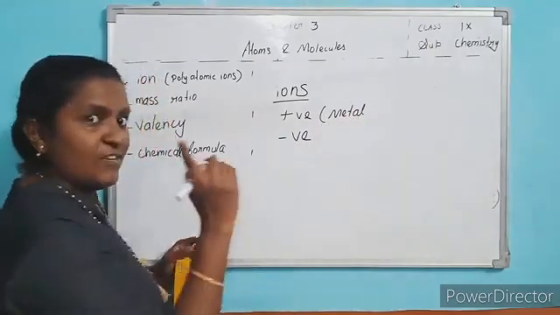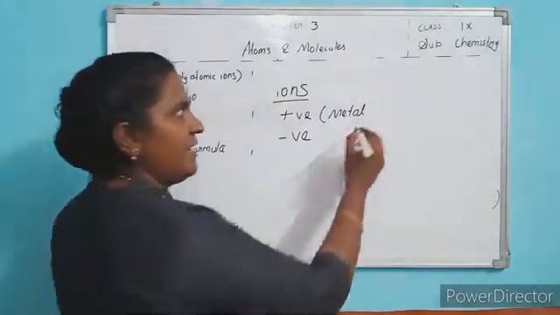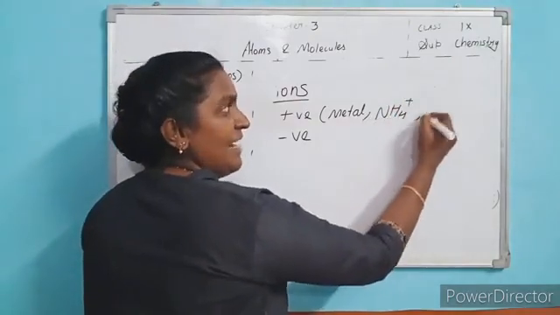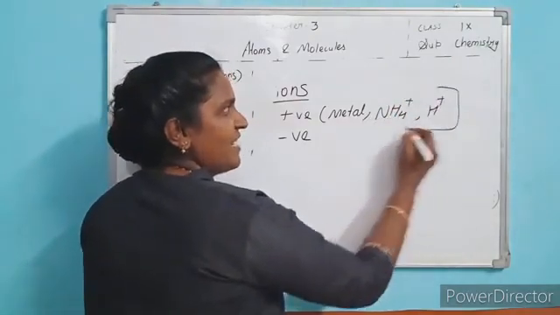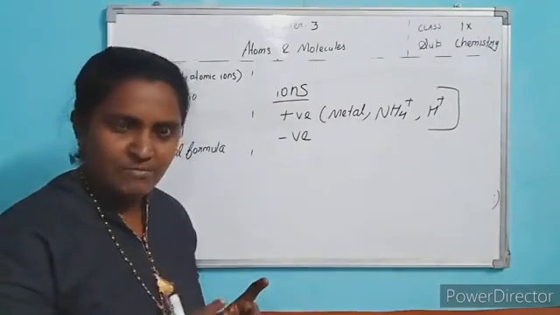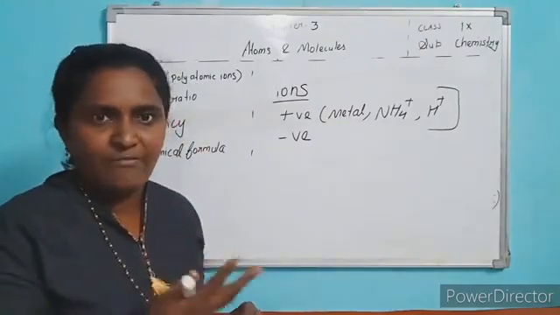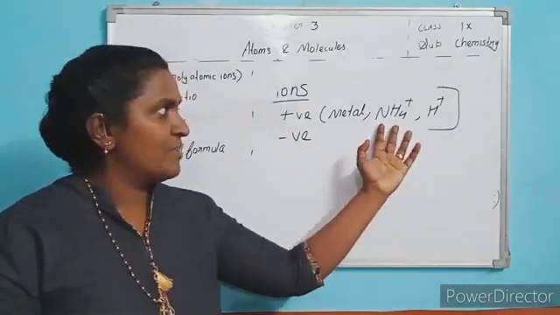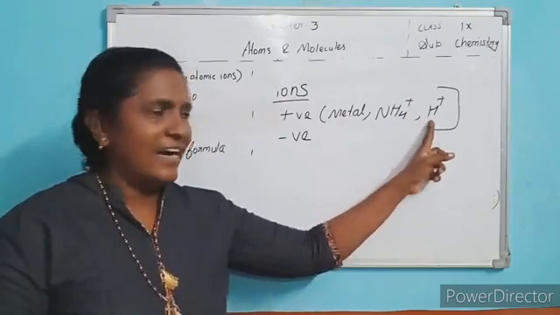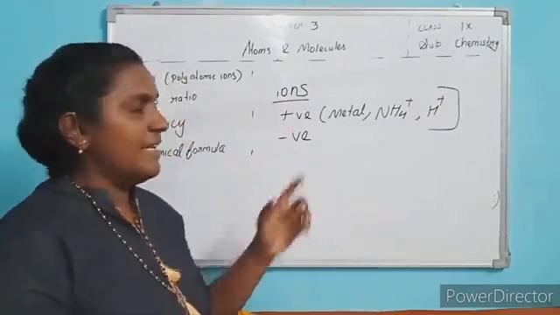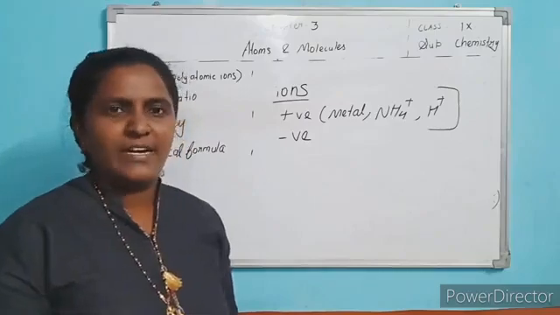Along with the metals, one more non-metal group is there: ammonium and hydrogen plus. They generally form positive charge. All the metals form positive charge because they donate electrons; only then do they form positive charge. And the non-metal radical groups, ammonium plus and hydrogen plus, are exceptions. Negative charge: all the non-metals form negative charge.